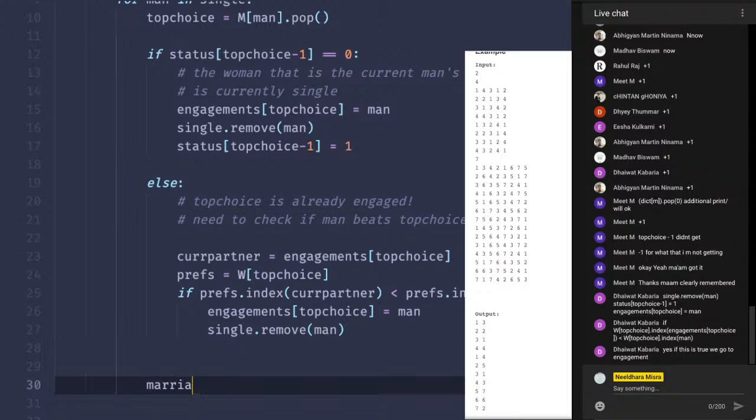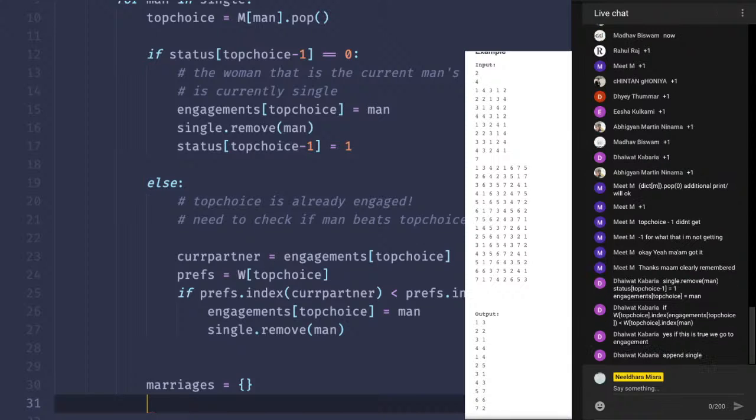I'm going to create a marriages dictionary because right now the engagements dictionary maps the woman to the man. But if you go back and look at the problem statement, you will see that what we are required to output is the matchings from men to women. So the format of the output is that you list all the men from 1 to n, and for each man you list the partner woman. So let's reverse this dictionary, invert it, whatever you want to call it.